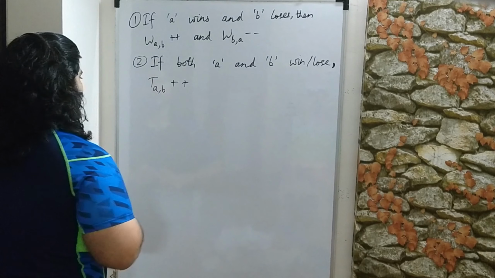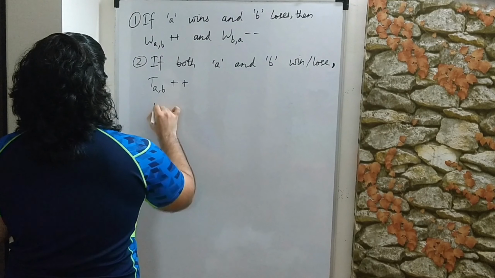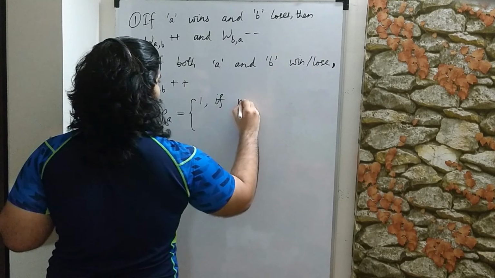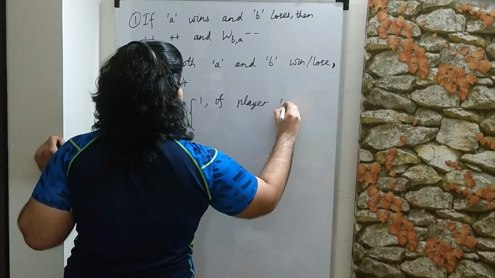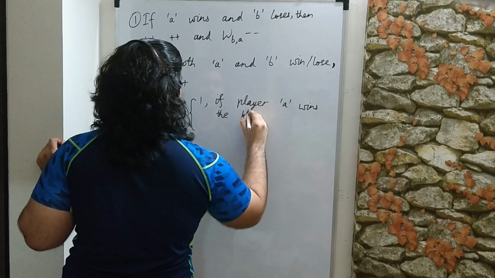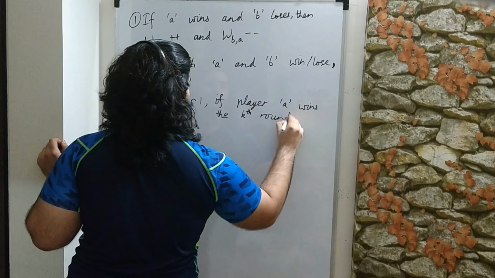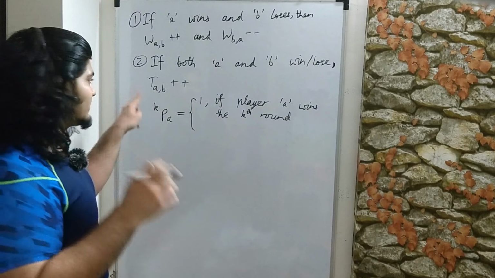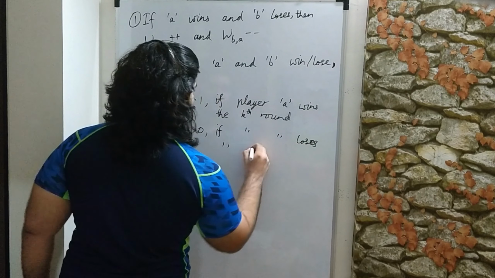So we'll define a variable, let's say P superscript K and A, and this is equal to 1 if player A wins the kth round. So there are two variables involved over here, K and A. So in the kth round, if player A wins, then this is equal to 1. Otherwise it's equal to 0 if player A loses the kth round.